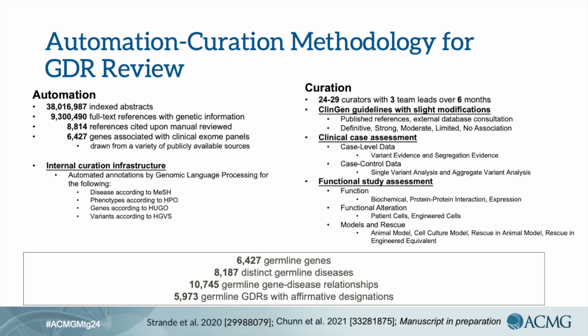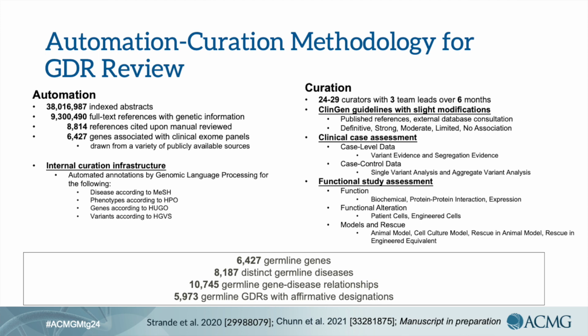That evidence, in large part, fractionated into clinical studies and functional studies: case level and case control for clinical, and for functional models like cell models, mouse models, and patient cells and the like. So the result of that setup was that for those 6,400 germline genes, there were a total of about 8,200 distinct germline diseases that they were found to be associated with.